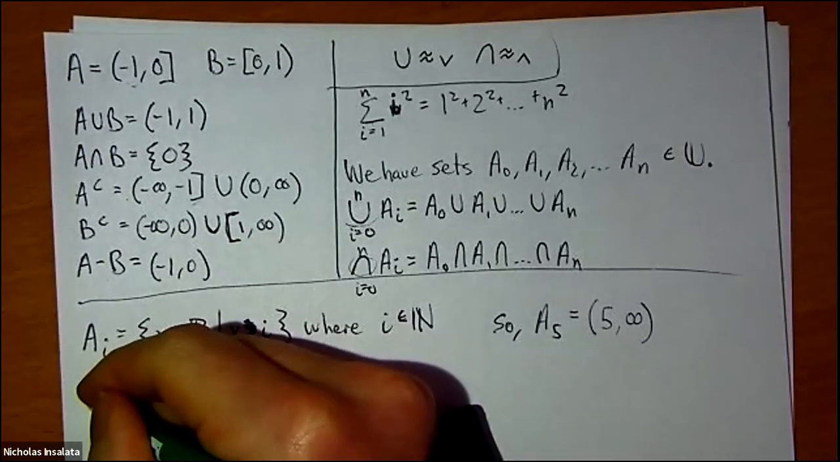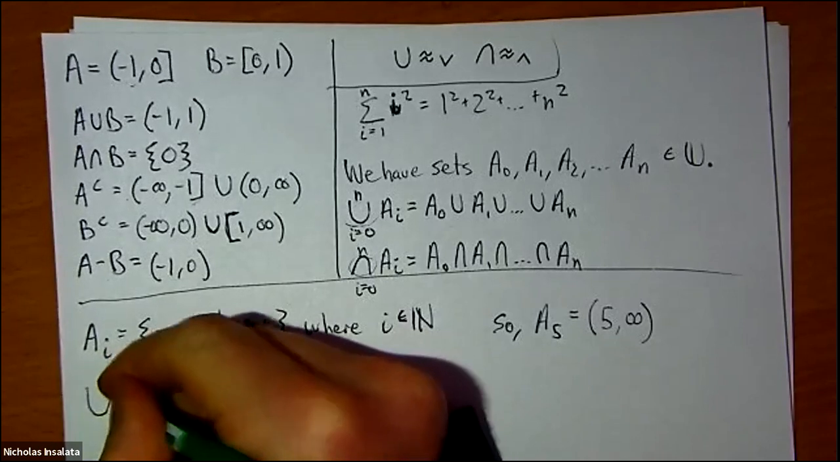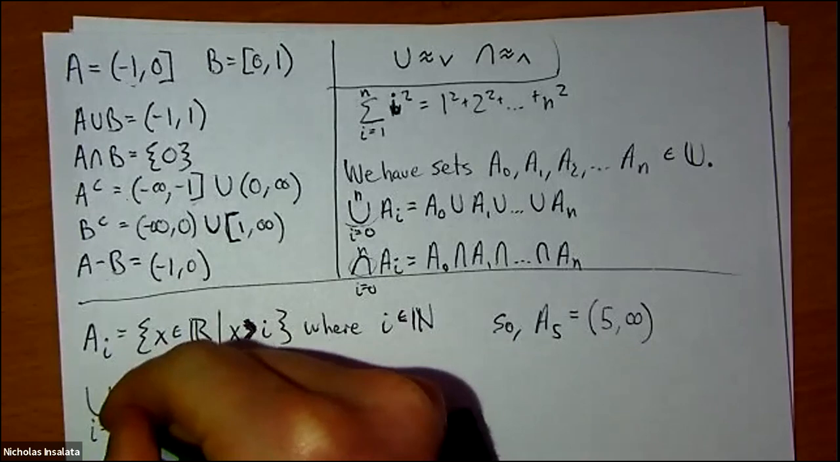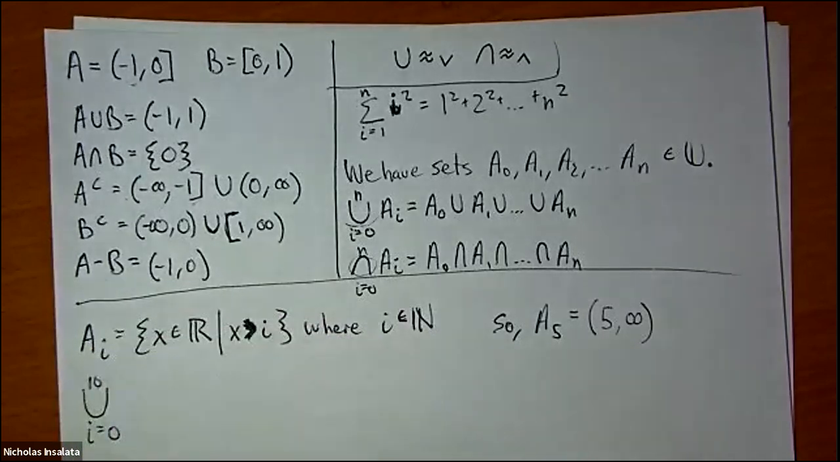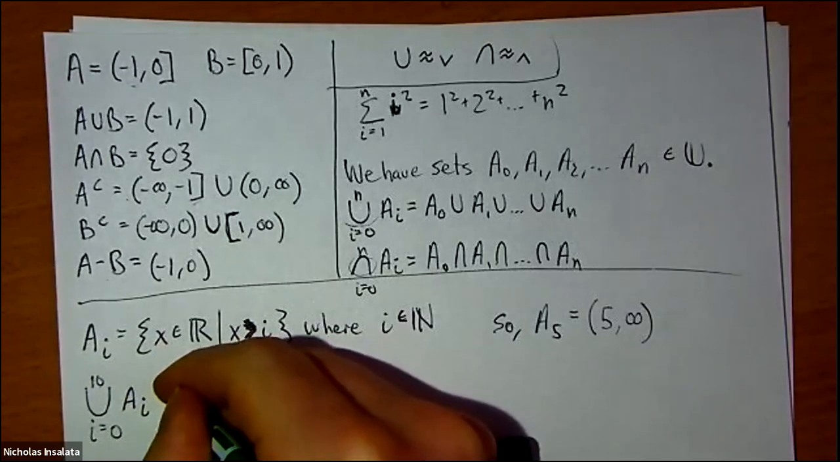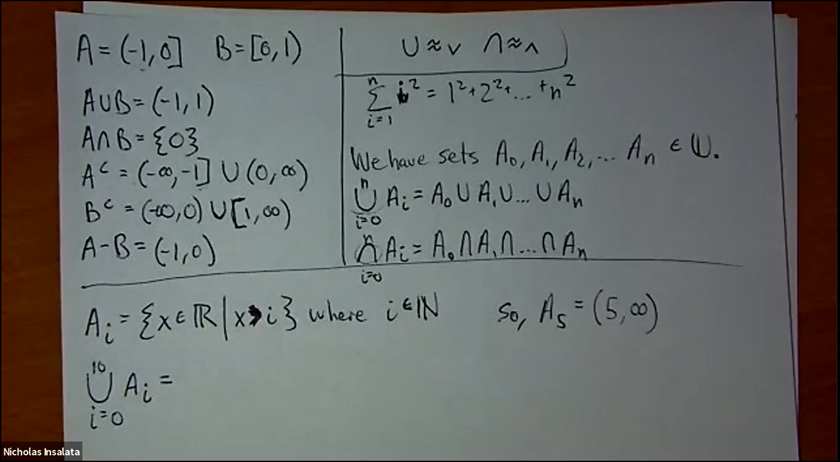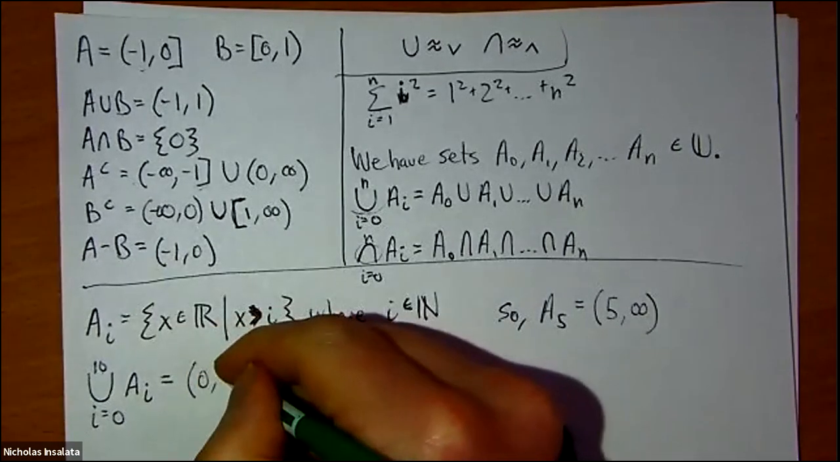Okay, so let's talk about the union from i equals 0 to 10 of A sub i. So what would that look like? You'd have A0, A1, A2, A3, all unioned together, right? So what would that be? Good. The open interval from 0 to infinity.